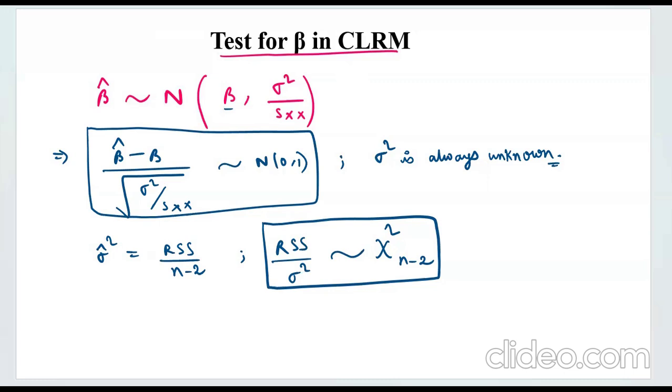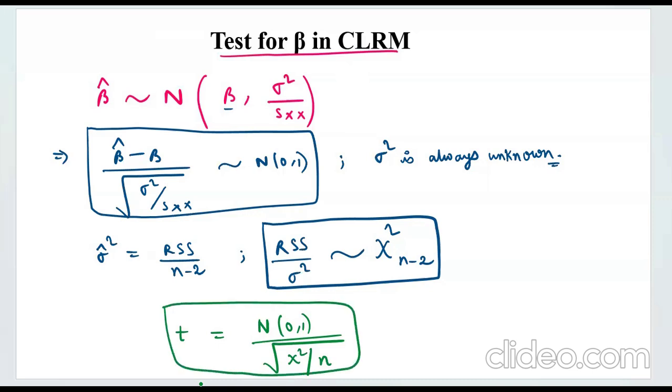Also, another thing that I have told you is how to define a t variable. A t variable has on the numerator a standard normal, and in the denominator you have chi square upon the appropriate degrees of freedom. This is the relationship between t variable, standard normal and chi square. If you remember, I have covered this. So this is the thing.